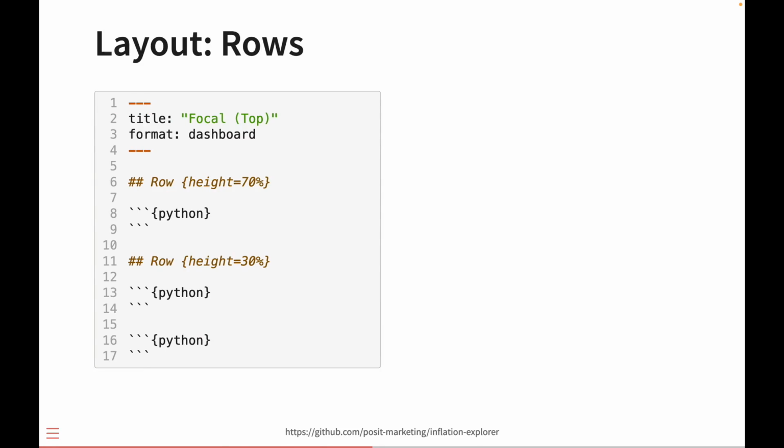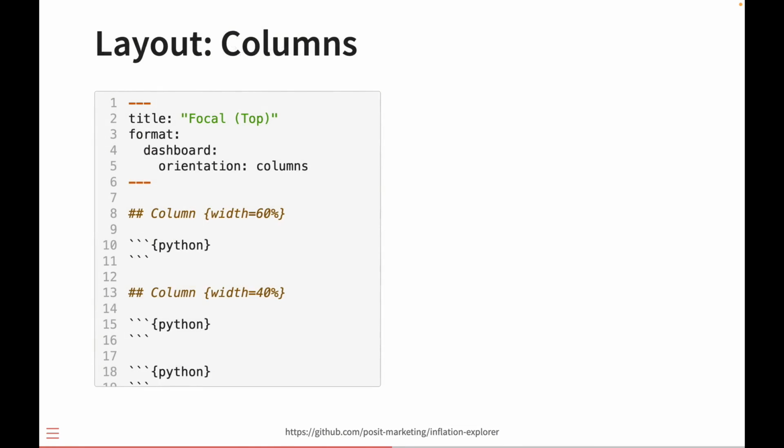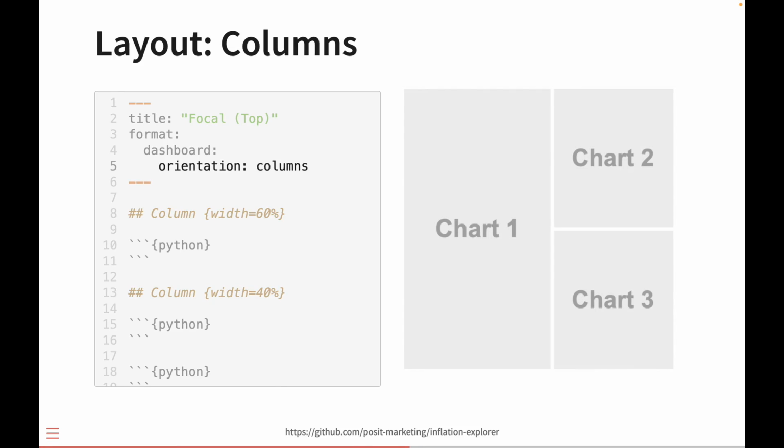Within a page, dashboard components are organized using alternating sets of rows and columns. These rows and columns are defined by markdown headings and computational cells. For instance, here's a layout with 2 rows, where the second row is divided into 2 columns. By default, dashboard pages are laid out first by row, then column. However, you can change this by specifying the orientation columns document option.